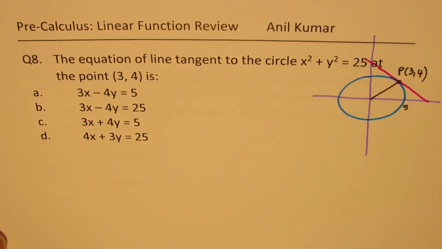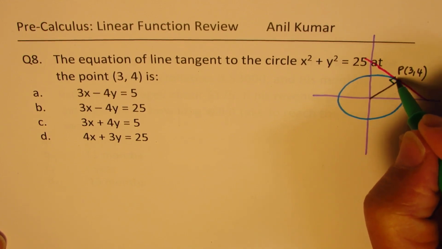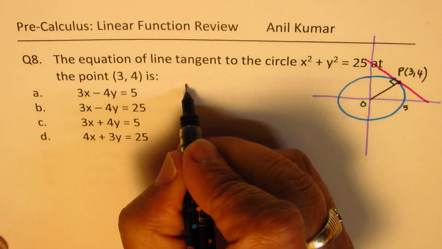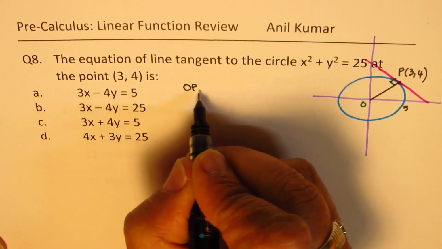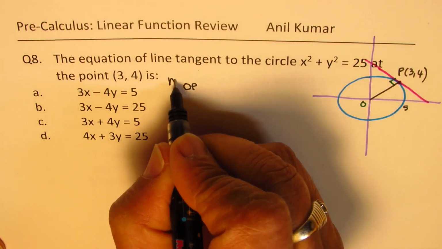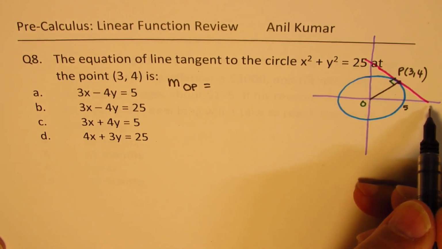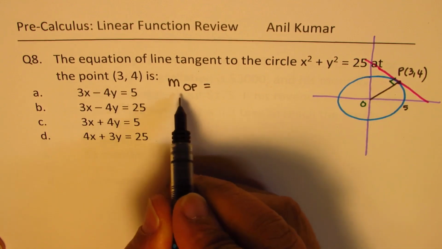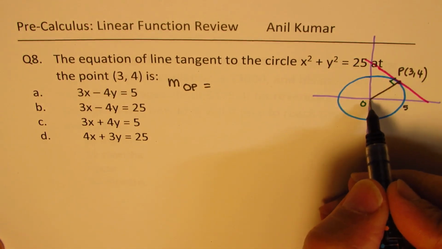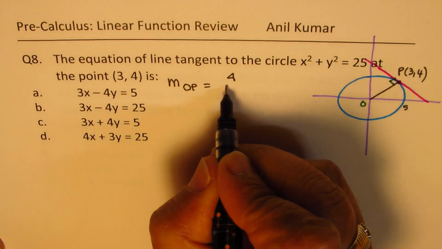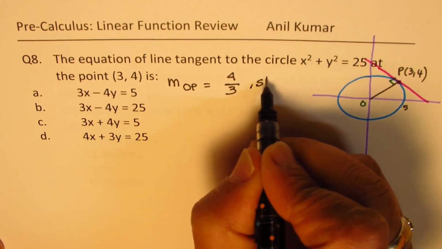How do we find this equation? Well, the concept is that the tangent and the radius will be at right angles, right? So this will be right angles. So what we will do here is find the slope of OP, that means m of OP, and that slope will be at right angles to the slope of the tangent line, right? So the slope of OP, this is O (0, 0), right? So it is 4 over 3. Change in y value over change in x value. That is the slope of OP.